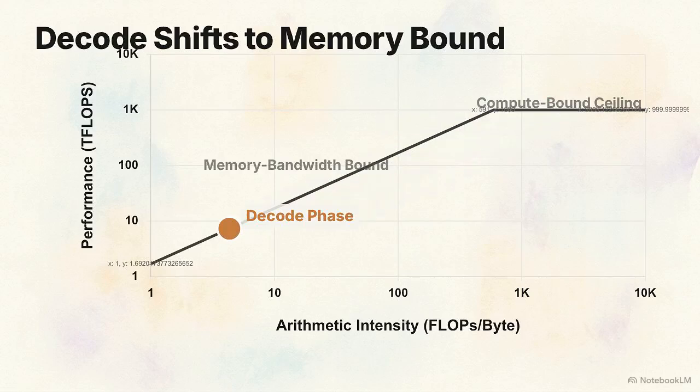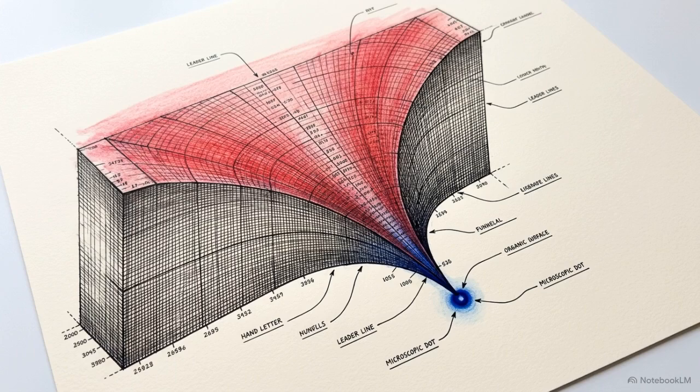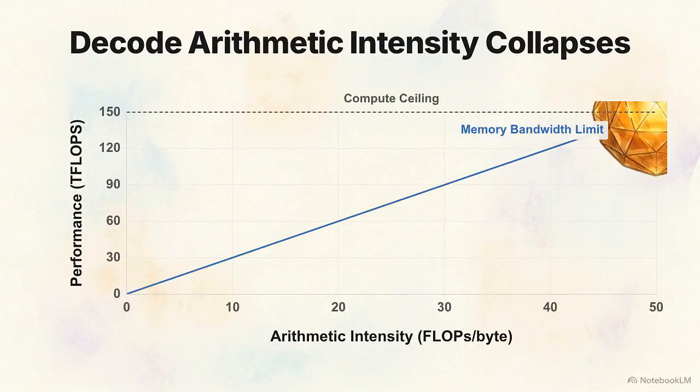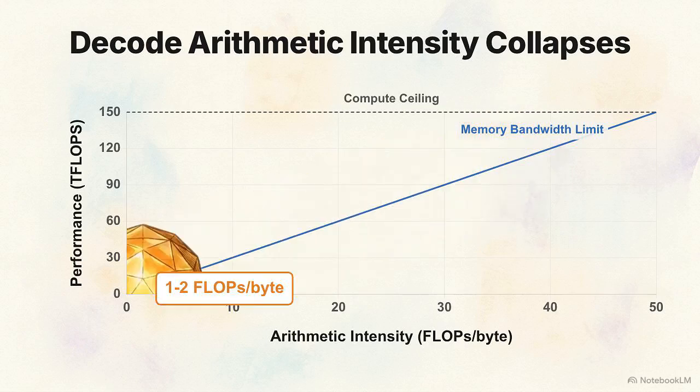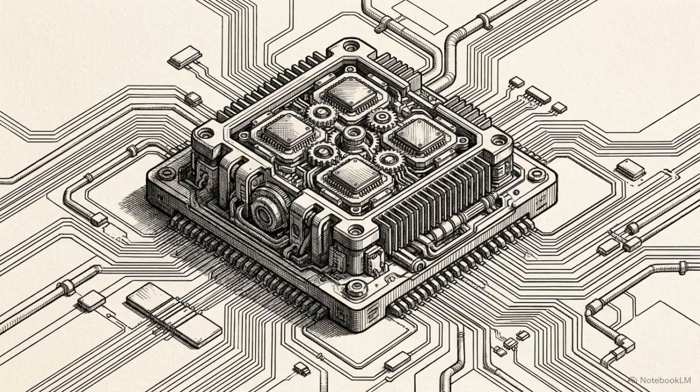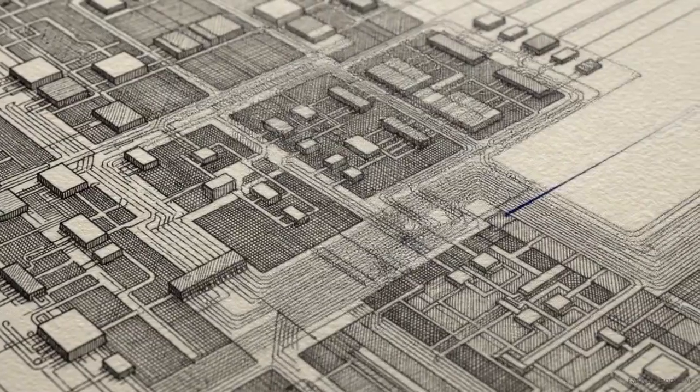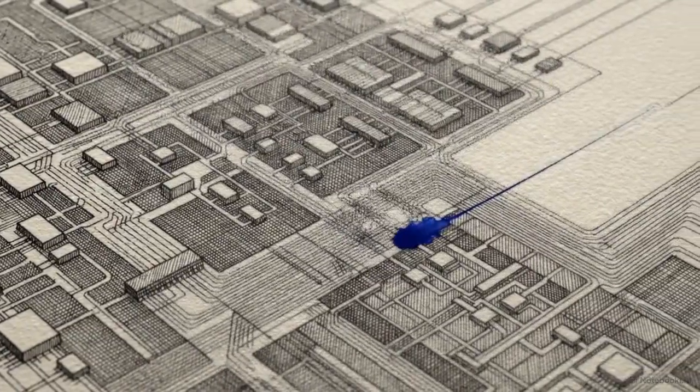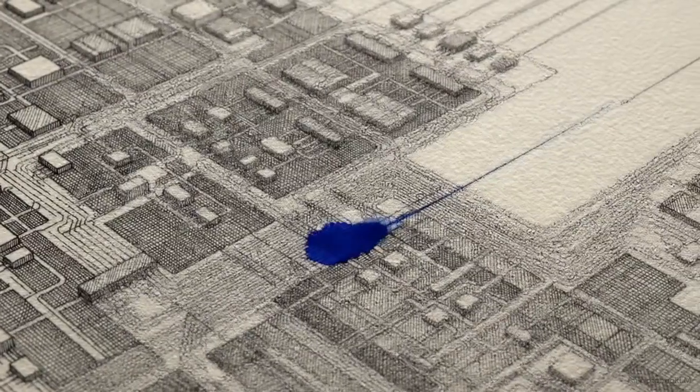But once the first token is generated, the model shifts into the autoregressive decode phase. To generate the next word, the system streams billions of parameters from memory to perform a tiny mathematical operation against a single token. The arithmetic intensity collapses to roughly 1 or 2 operations per byte. At this point, the GPU's tensor cores are effectively stranded. They sit idle, burning clock cycles while they wait for data to slowly travel across the physical memory bus.